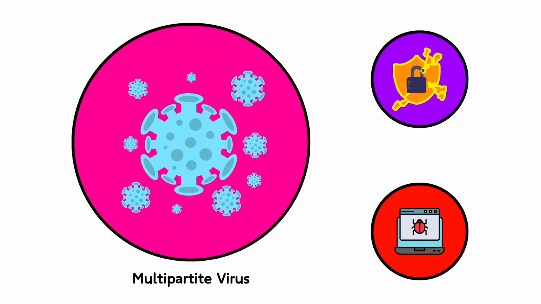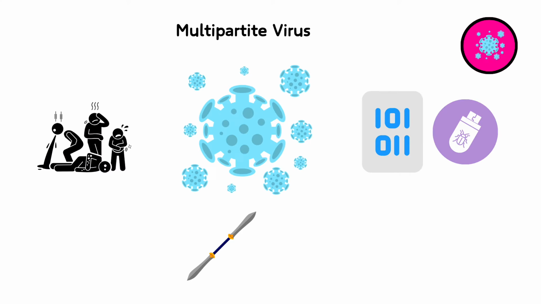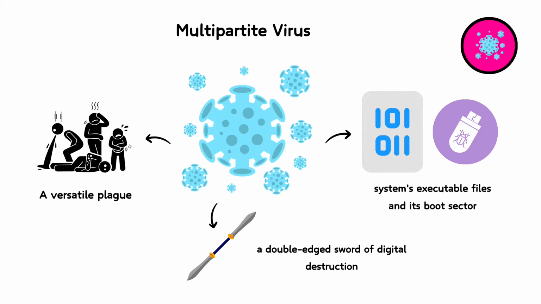Multipartite Virus. A versatile plague, the multipartite virus is adept at multiple forms of transmission, attacking both the system's executable files and its boot sector. It is a cunning adversary, able to strike at the system's core functionality and its lifeblood, its files, making it a double-edged sword of digital destruction.